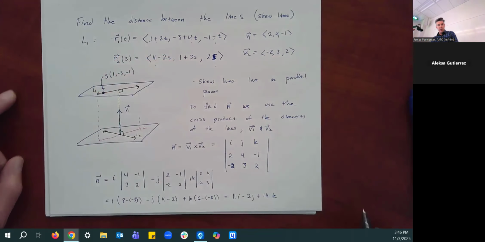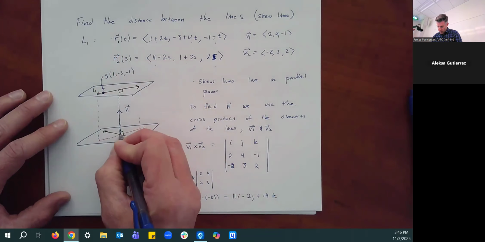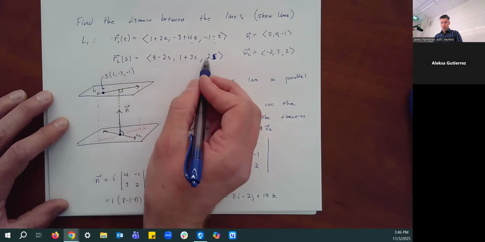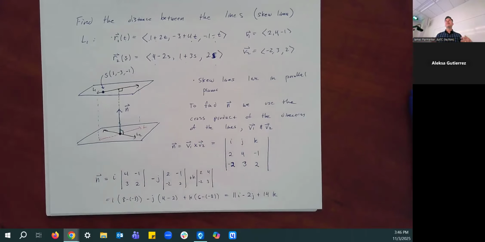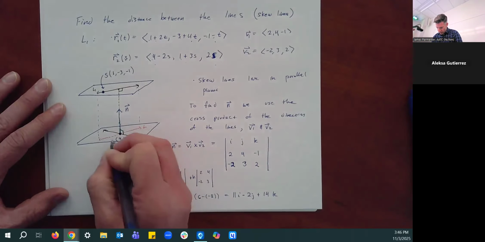And similarly, we can find a point P on the plane down here by setting S equal to 0 and call it (4, 1, 0). And again, you can use any points really. I'm just picking the easiest candidate. So over here, we've got the point (4, 1, 0), and that's our point P.